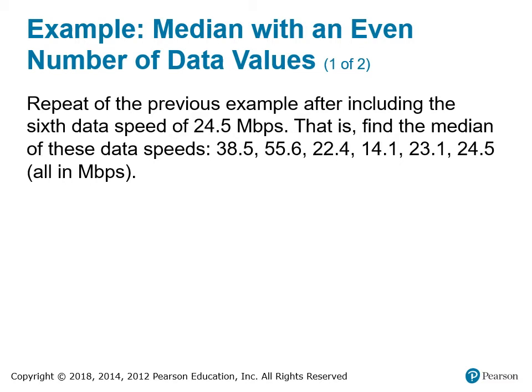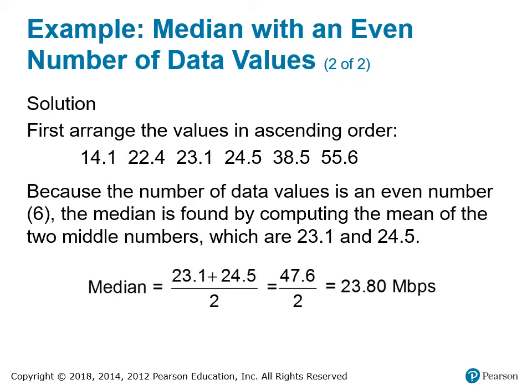Another scenario is, what if we have an even number of data values? So let's include a 6th data speed into this of 24.5. So we have our first 5 we already had before. Now we have a 6th one, 24.5. You still have to put them in order. But when you put them in order, if you notice, the middle is right here. So these two data values are the two middle values now. There's not a single value that sits in the middle. So the way we're going to find the median in this scenario is find the mean of the two middle values. So add them together and divide by 2, and we see we get 23.8 as our median.